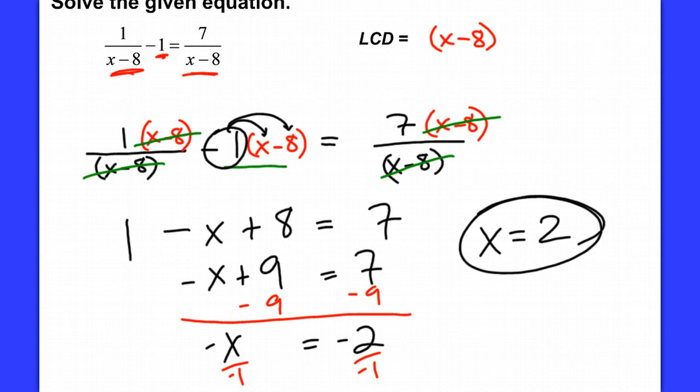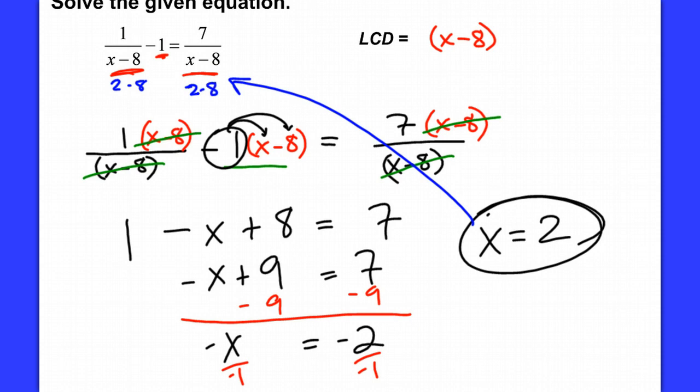Now you're going to want to take that and plug it in up at the initial equation up here and make sure that that does not make any denominators equal to 0. So if we take 2 here, that would be 2 minus 8 on both of these.